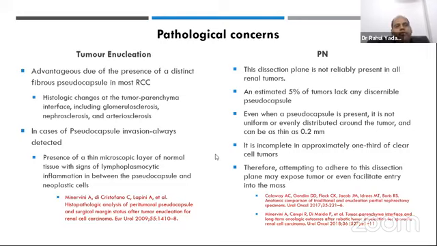There is a different idea of the partial nephrectomy group, which says that the dissection plane is not reliable in all tumors. Five percent of tumors do lack a pseudocapsule. Even when the pseudocapsule is present, it is not uniform and can be as thin as 0.2 mm. Thirty percent of the clear cell tumors have an incomplete pseudocapsule. Therefore, just adhering to the dissection plane may expose tumor and may facilitate entry into the mass.